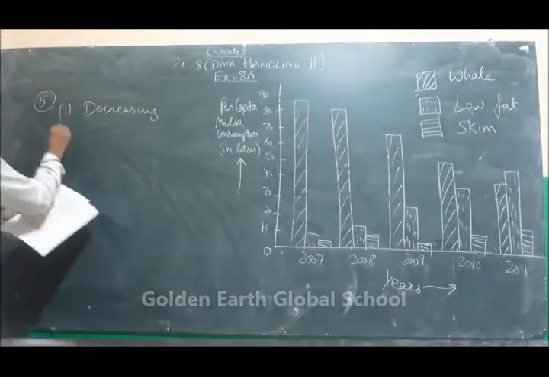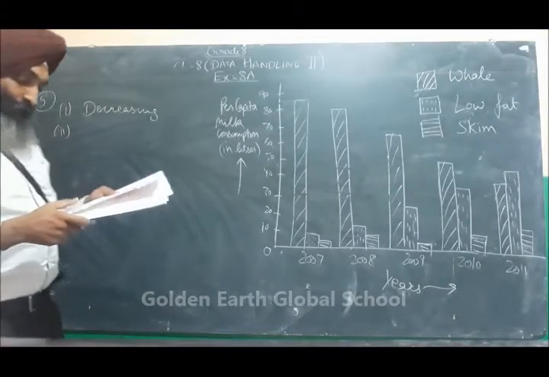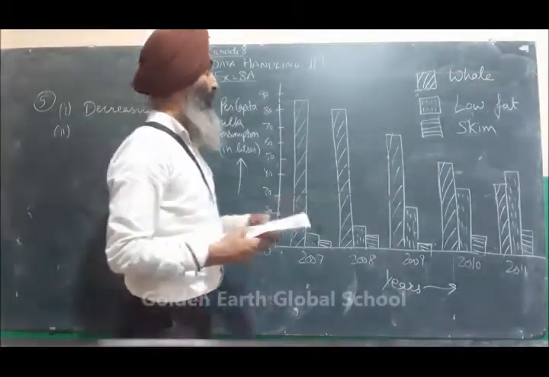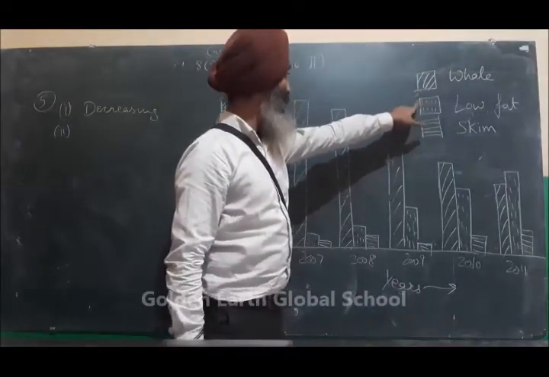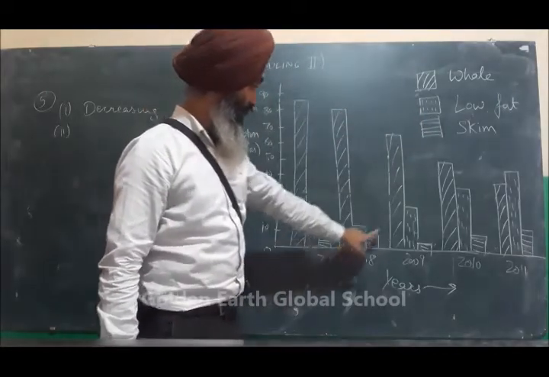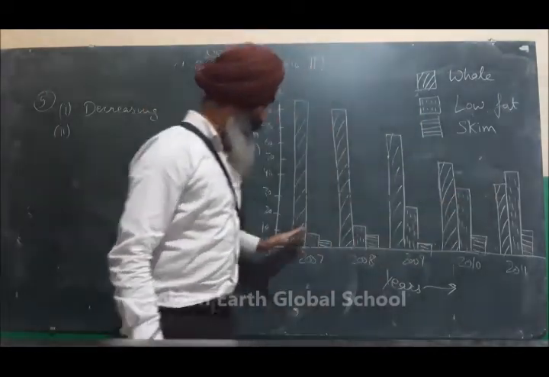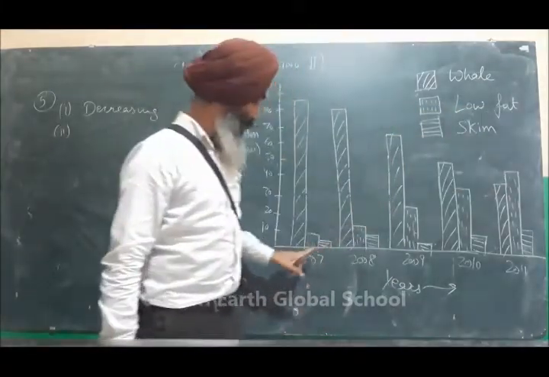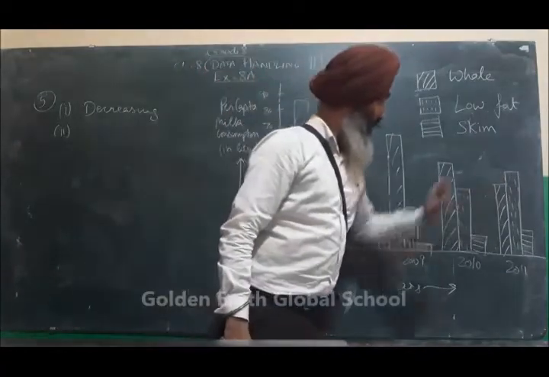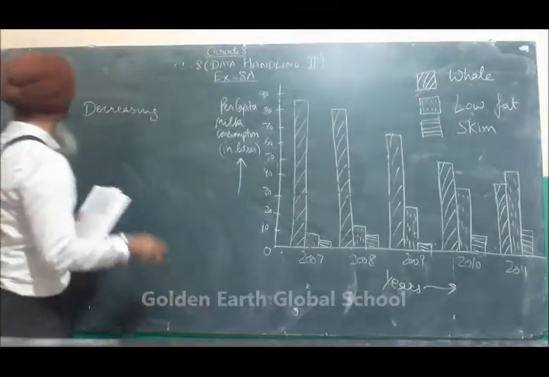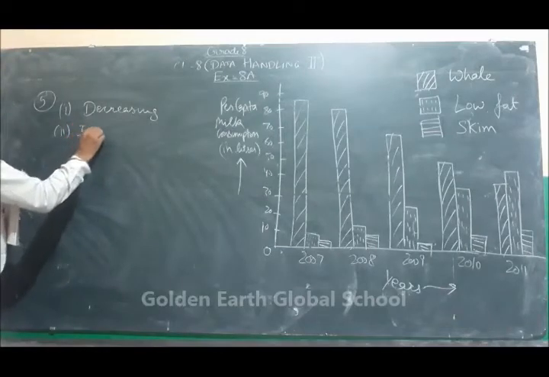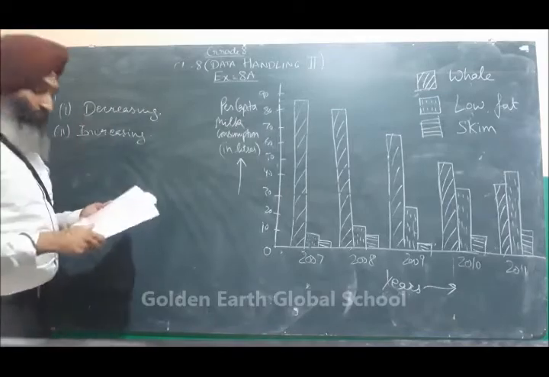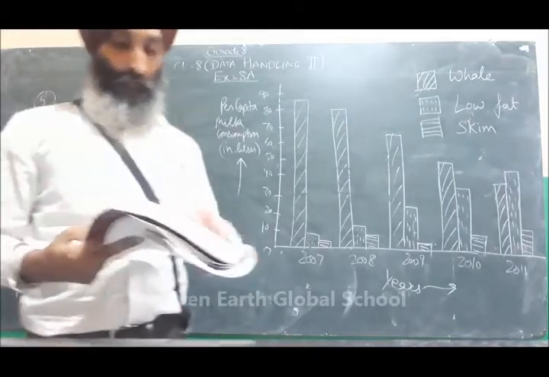Now your second question is, what is the trend of per capita low fat milk consumption in the country? So which is the low fat? Yes, these dotted lines. It is clear what is the trend of these dotted lines or low fat milk. They are increasing year by year. So the answer of this second one is increasing. You can write the whole line also, I am writing only the particular answer.